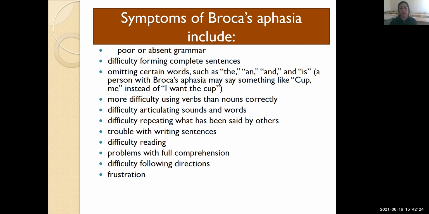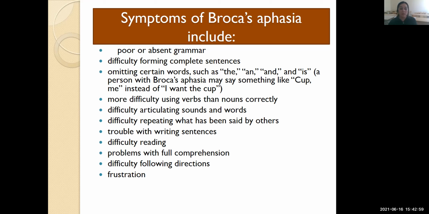That's why it shows the symptom of Broca's aphasia. The next symptom is trouble with writing sentences. They can't pronounce the words properly, and it can also affect their writing. It means they can also make mistakes while writing the words. They may make spelling mistakes as well.